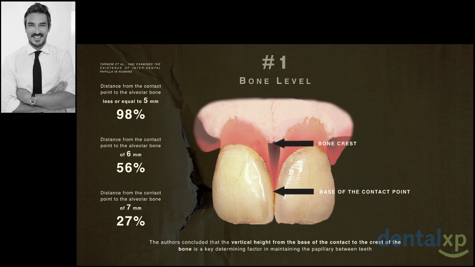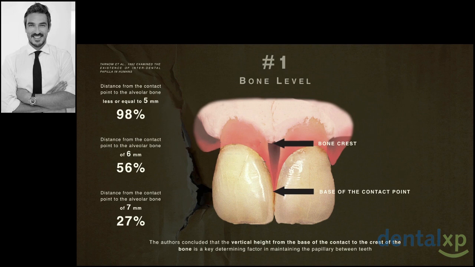So I'm really grateful, Mo, that you made me do this, because now I know that sometimes, in 56% of the time, 6 millimeters between aesthetic teeth, we can get the papilla. Now, I've lectured in 50 countries around the world, and I have always asked people if they know about this study from Tarnow.